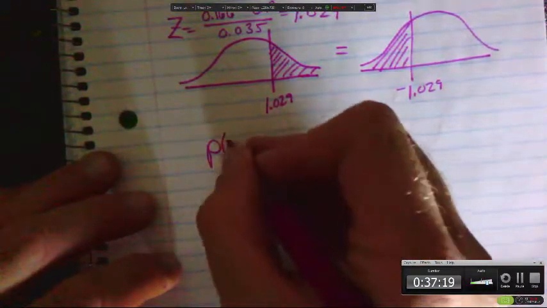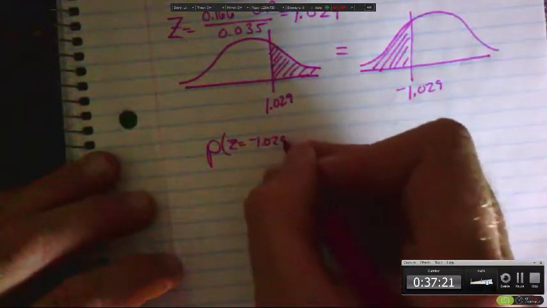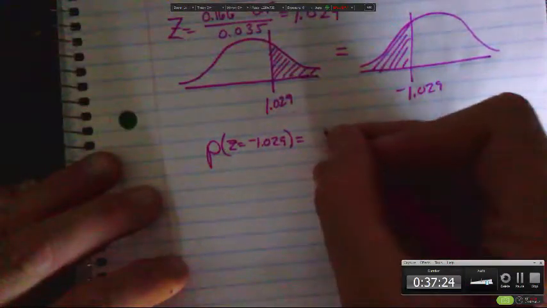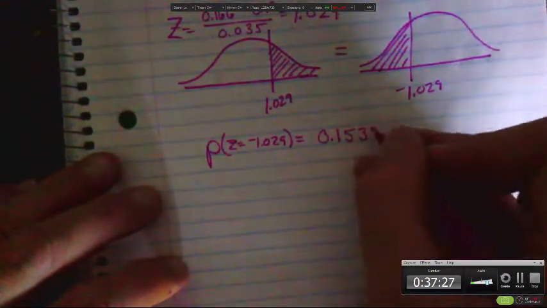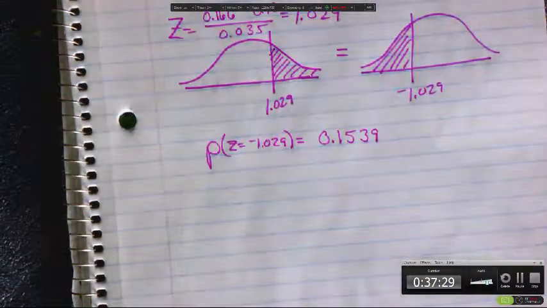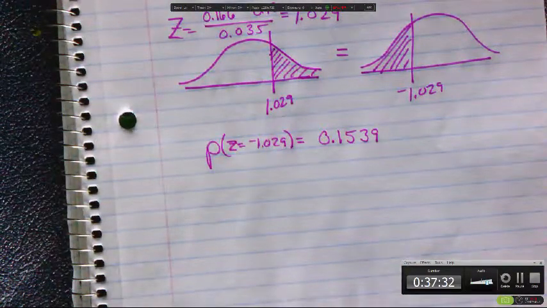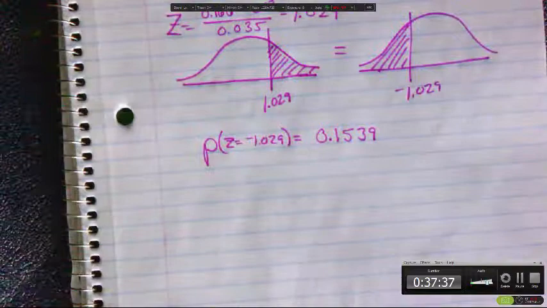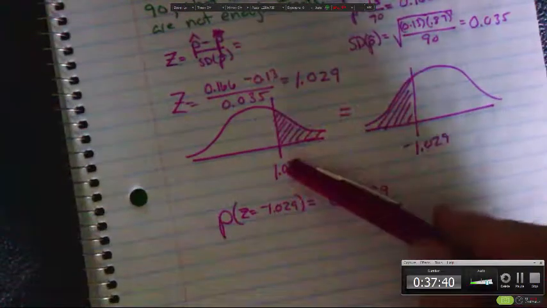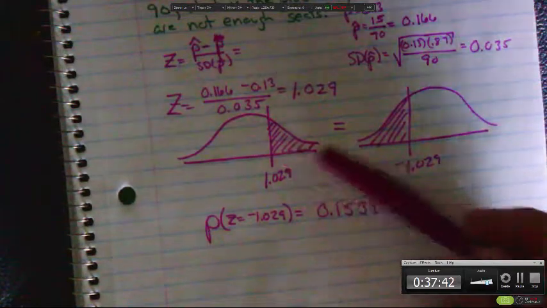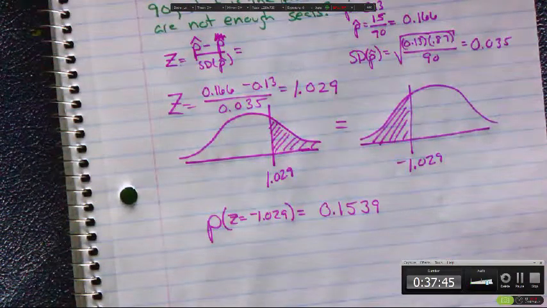What is the p-value for the z-score negative 1.029? It's 0.1539. Everyone agree? All right, going back to the original question, 1.029 is the z-score, and the area above is 0.1539. So the probability that there are more than 15 left-handed students in a class of 90 is 15.39%.